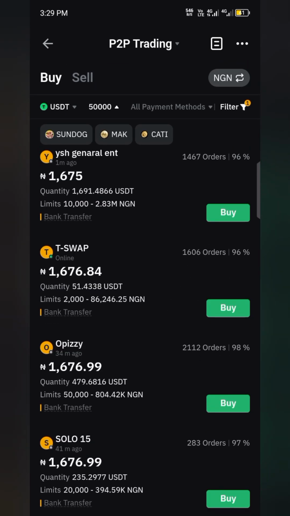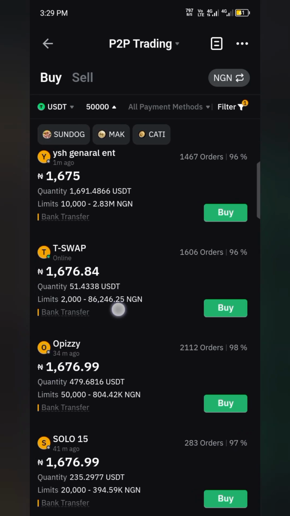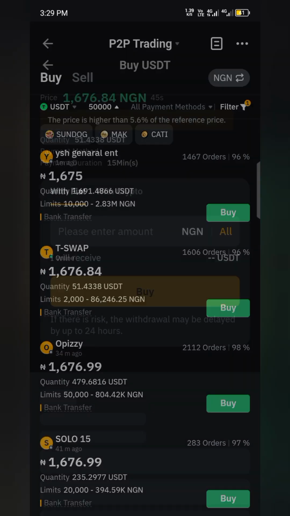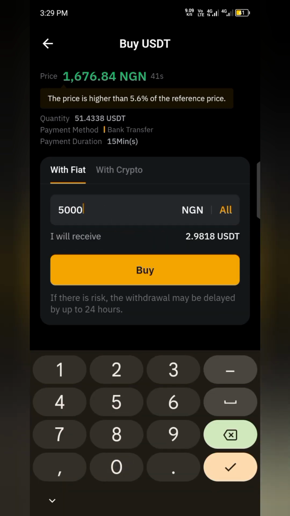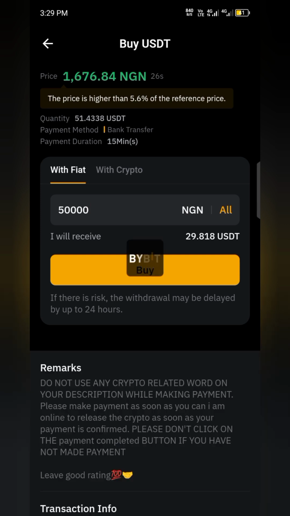This guy T-Swap has 2k limit and 86,000 naira maximum. So we can buy from this guy. We tap on T-Swap. Now let me put like 50k there. You see, if I buy from this guy, I'll receive $29.18 in USDT. So if I tap on buy, for example, when I'm buying, tap on buy.